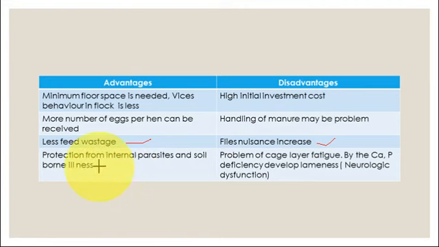One main advantage is protection from internal parasites. This is also one main advantage. But here there is a problem of fatigue, layer fatigue. What is this layer fatigue? When the bird is not roaming or moving in a housing system, the bones become very weak. Why? Because calcium and phosphorus deficiency will occur. This leads to lameness of the bird.